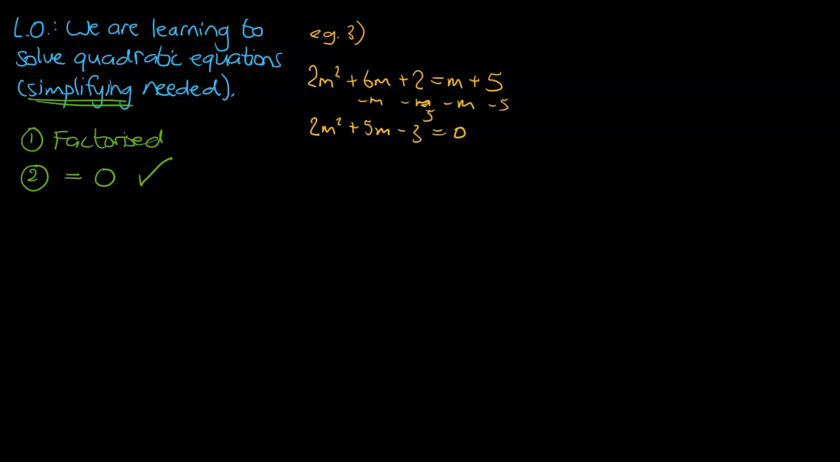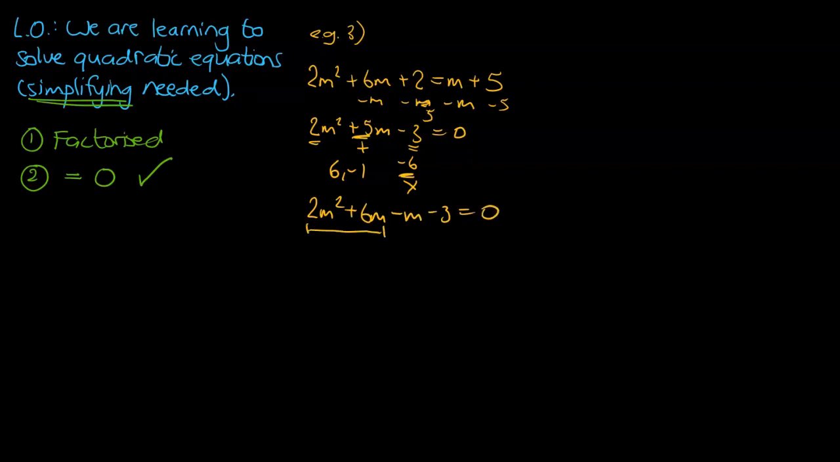We're now going to factorize, so we're going to go 2 times 3, or actually negative 3, which gets us to negative 6. So we've got to think what numbers multiply to negative 6 but add to 5. And I'm thinking 6 and negative 1. So that means we're going to split the 5m into 6m and minus 1m. So we've got 2m squared plus 6m minus m minus 3. That there is equal to 0. And we're using that grouping method.